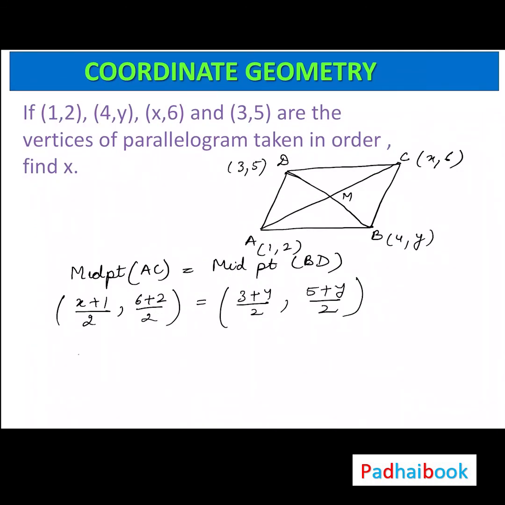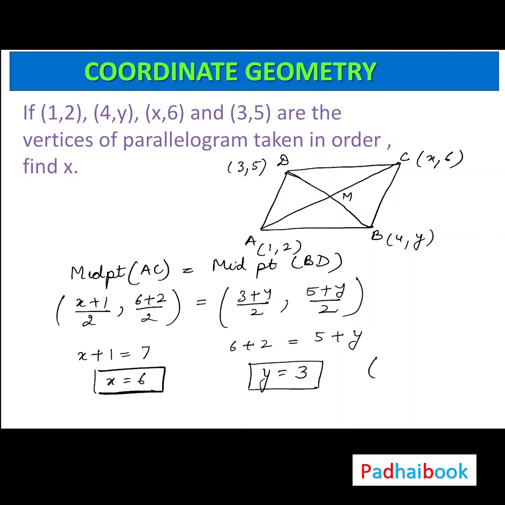Now equate the x coordinate. So I get x + 1 is equal to 3 + 4, that is 7. Cancelling the 2 in the denominator, I get x equal to 6. Similarly, 6 + 2 is equal to 5 + y. So y comes out to be 3. I have calculated the values of x and y.